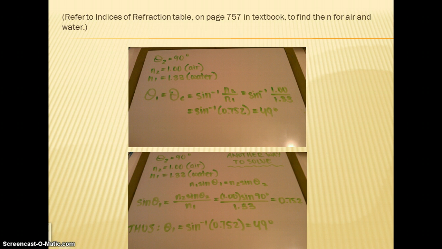We can also use Snell's law, as in the picture at the bottom. Sine theta 1 is equal to N2 sine theta 2 over N1. When we plug in our values, we get 1 times sine 90 over 1.33, which gives us 0.752. Therefore, our theta 1 is equal to sine inverse of 0.752, and we get 49 degrees.